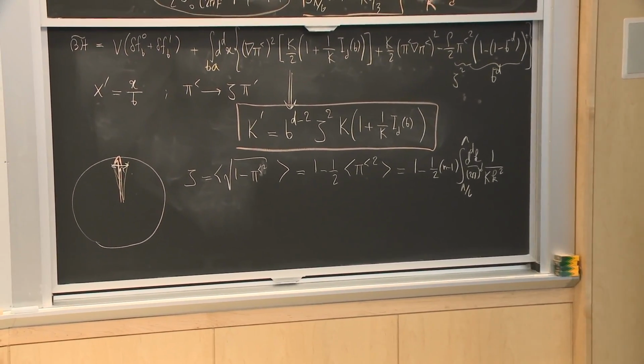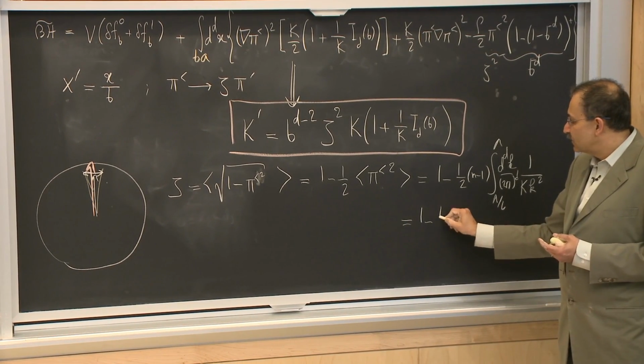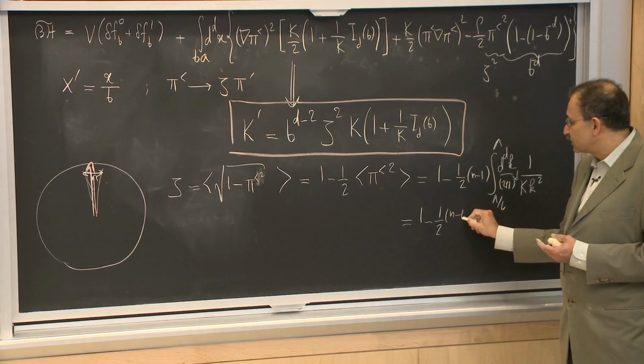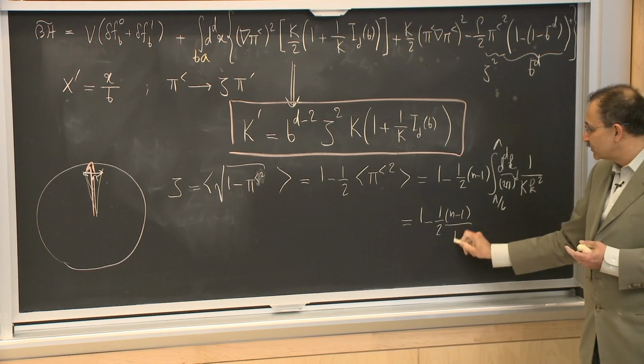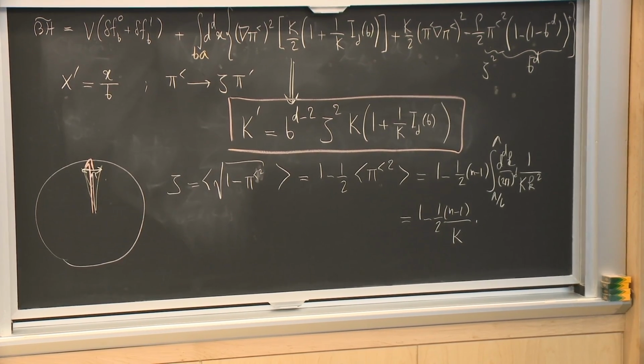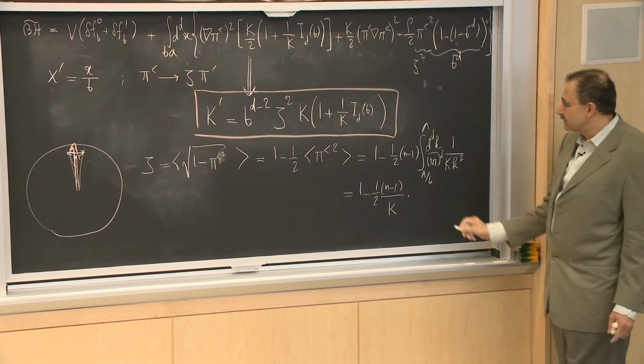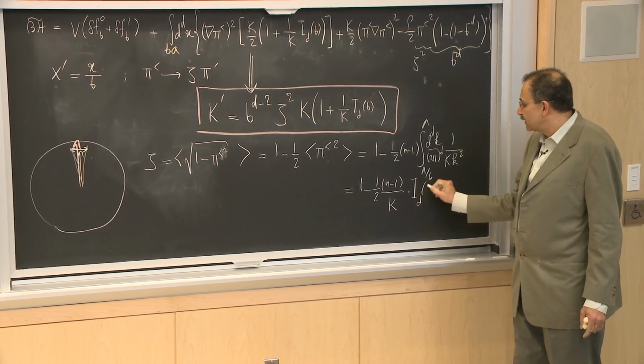Okay? And you can see that this is 1 minus 1/2 n minus 1. It is inversely proportional to k. And then the integration that I have to do is precisely the same integration as here. So it is again this id of b.